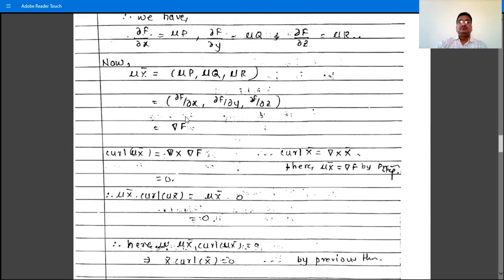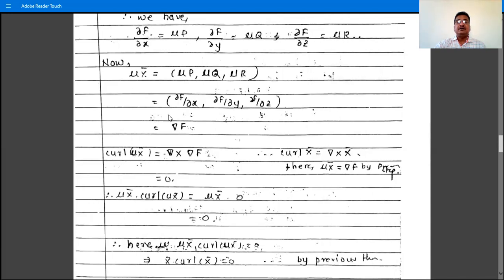And this is actually ∇f, because ∇f is what? ∂f/∂x i, ∂f/∂y j, ∂f/∂z k. That is the gradient of f, grad f. Grad f is what? ∂f/∂x i, ∂f/∂y j, ∂f/∂z k. And now curl μX̄ is ∇ cross ∇f.